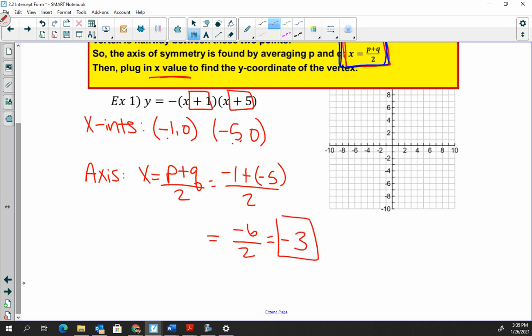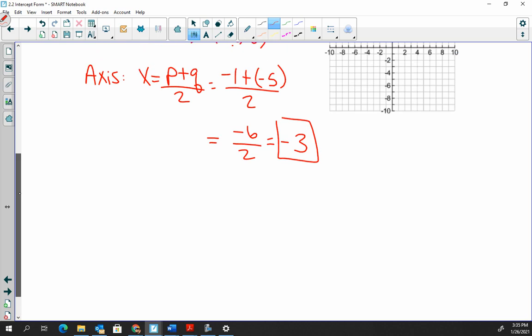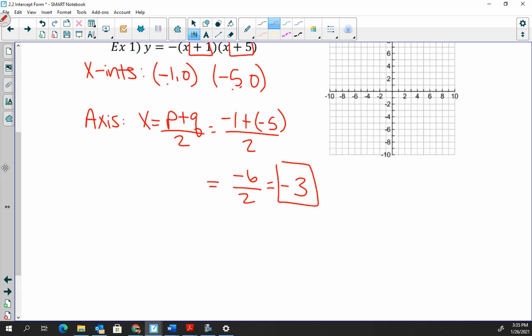So that's my axis of symmetry. That's the line that cuts the parabola in half. But we're not quite done yet. We still want to find the vertex. Remember, vertex is the most important point of a parabola. We always want to find it.